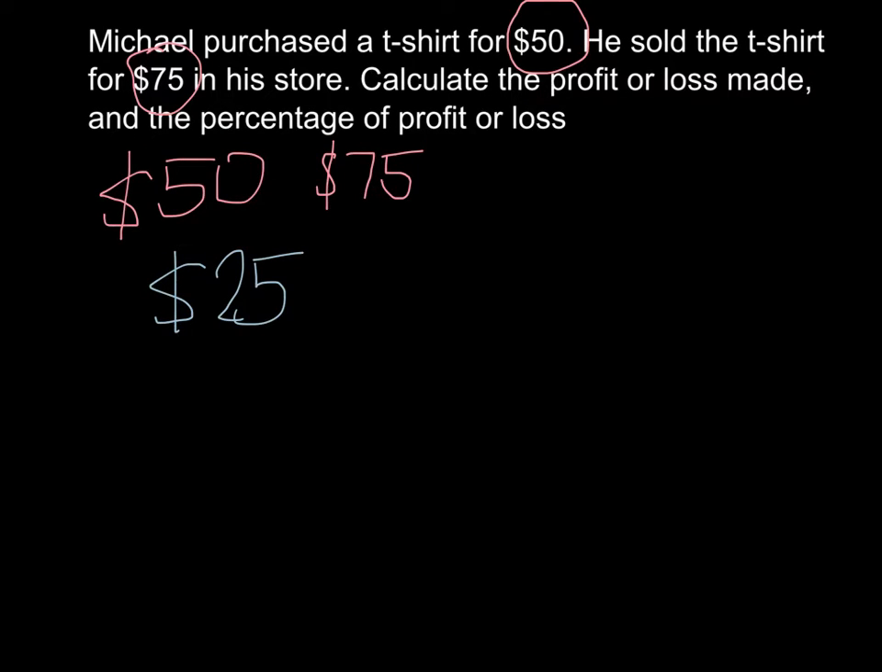In this case, Michael has sold the shirt for more than he paid for it. So he has made a profit. So you can write that as plus $25, or you could say that that is a $25 profit.